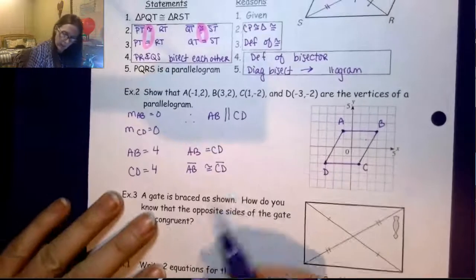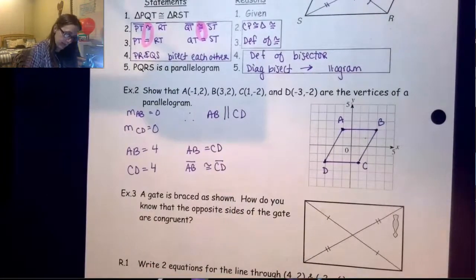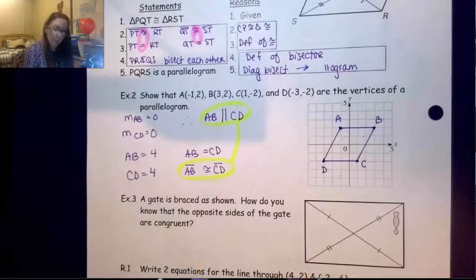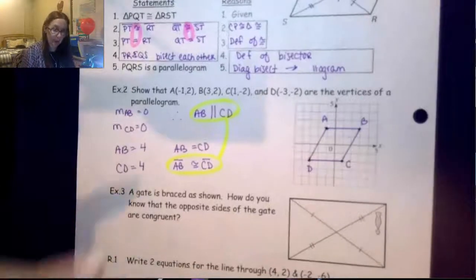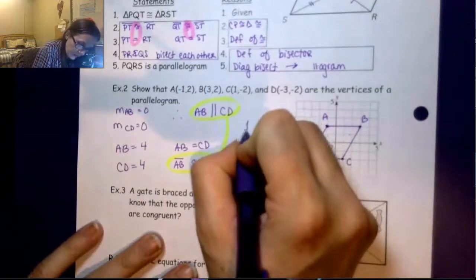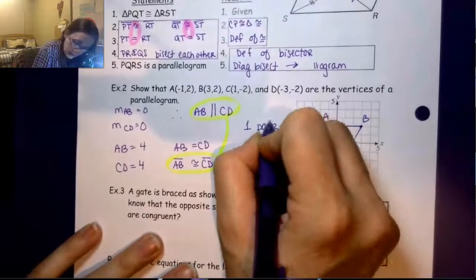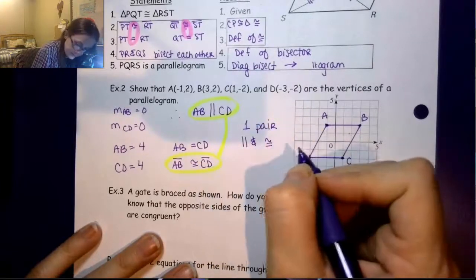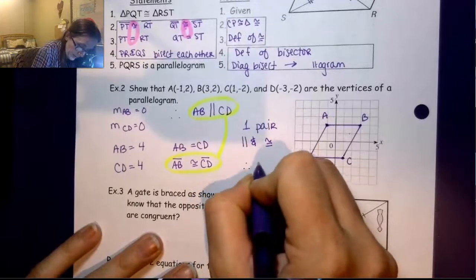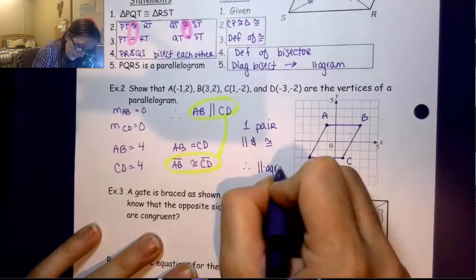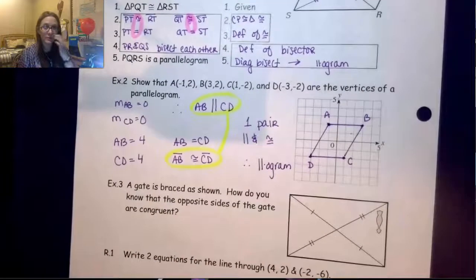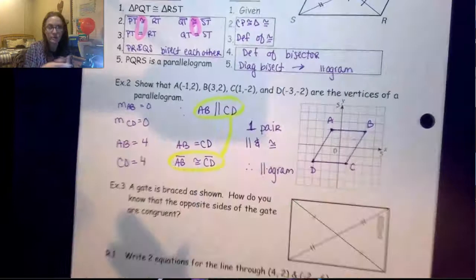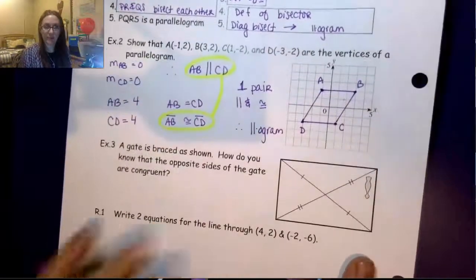And if I have a pair of sides where the same side is both parallel and congruent, the same side, one pair is parallel and congruent, therefore I have a parallelogram. So really, I just proved it two different ways. It doesn't really matter unless you are led to answer it a certain way, you would have that option.